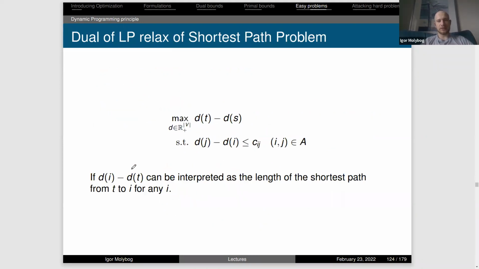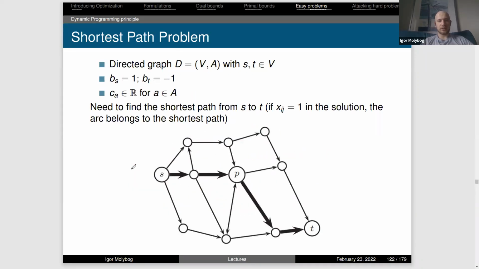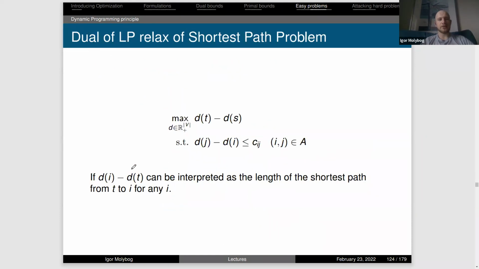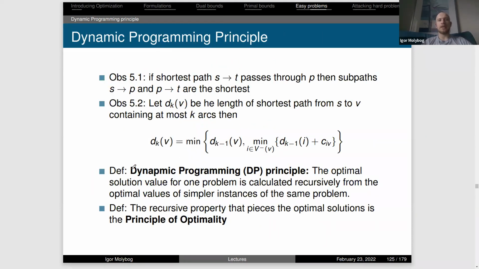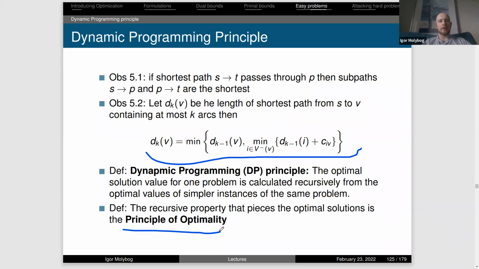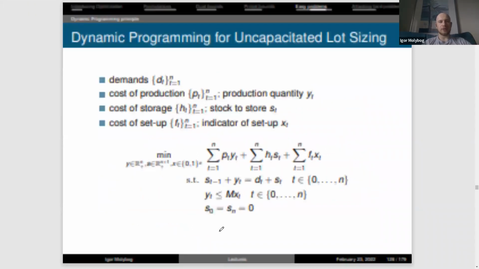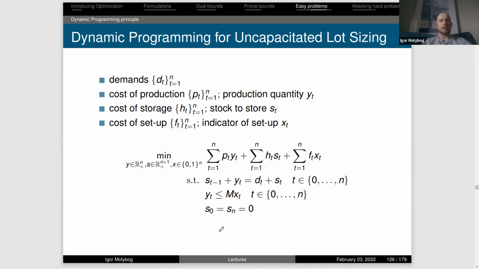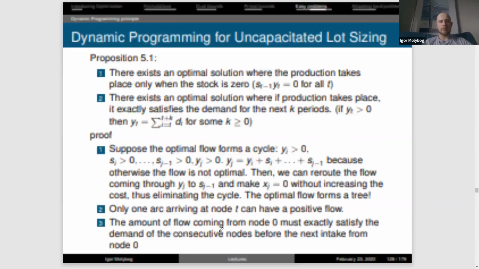Then we have discussed the shortest path problem. We have seen that this is a simple problem because it can be formulated as a minimal cost network flow problem, and also it can be solved with a dynamic programming principle that we have discussed in detail, and also what the principle of optimality is and how to construct principles of optimality for different examples of the problem. For example, the uncapacitated lot sizing problem.